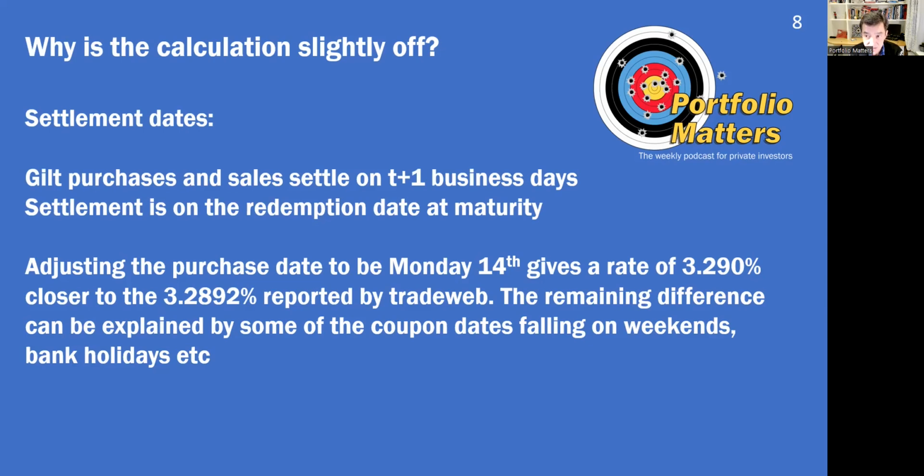14th, when we would have to hand over the cash to pay for the gilt, then we get 3.290%, which is very close to 3.2892%. And the remaining discrepancy is almost certainly due to some timing differences in the payment of individual coupons, some of which will fall on weekends and then be delayed to the next working day.